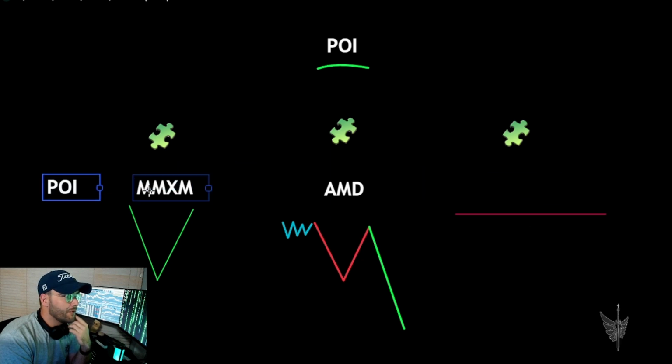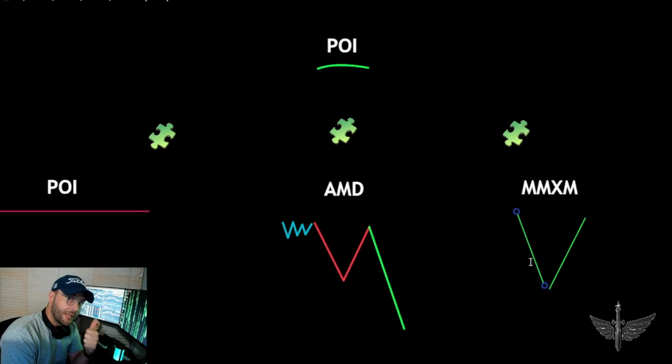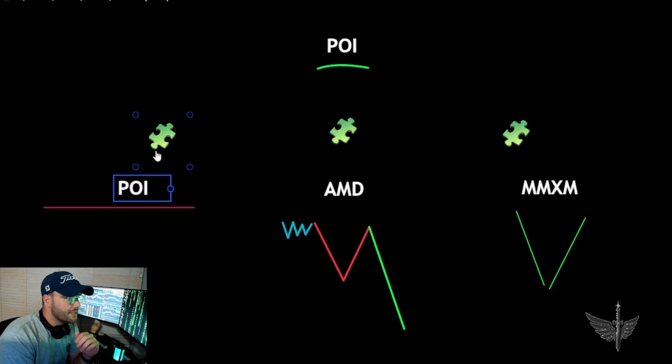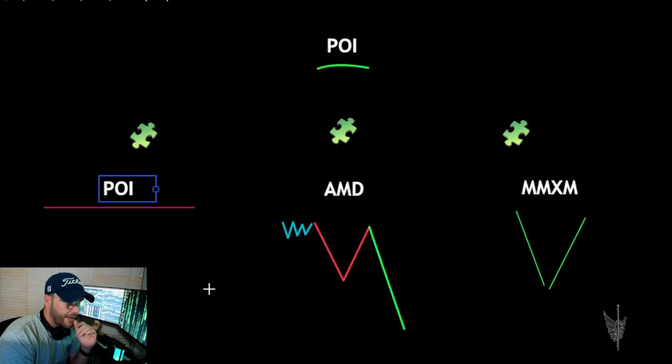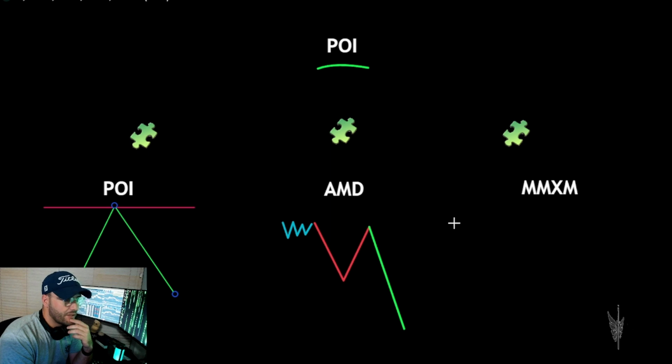Let's actually switch it up and get this correct for you guys in order. First, do a top-down analysis. We mark out the daily external, daily internal, and hourly internal. Once our POIs are highlighted and we only act accordingly, we want to find out, after this POI is reached, what MMXM model we're at. Are we on the buy side or sell side of things?